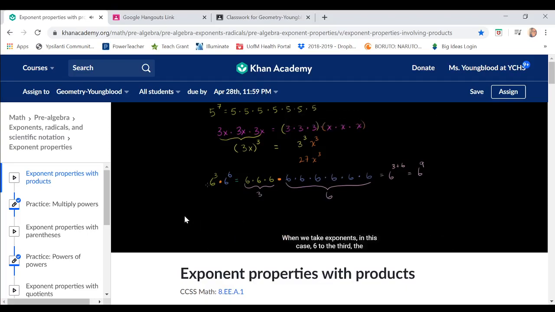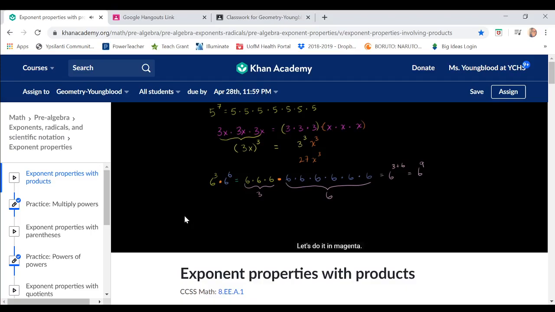When we take exponents, in this case 6 to the third, the number 6 is the base. We're taking the base to the exponent of 3. When you have the same base, and you're multiplying 2 exponents with the same base, you can add the exponents. So let me do several more examples of this.